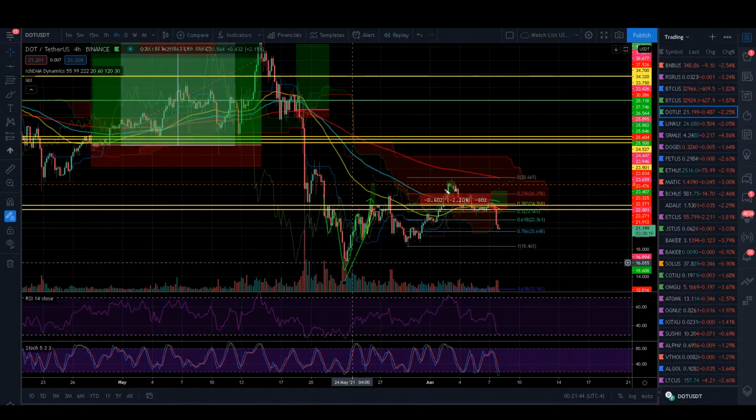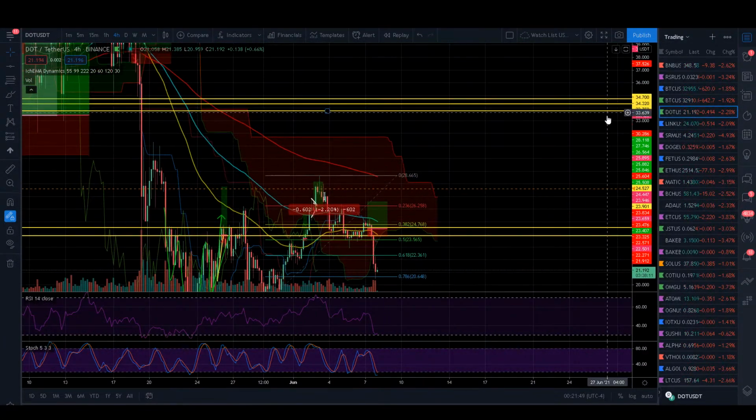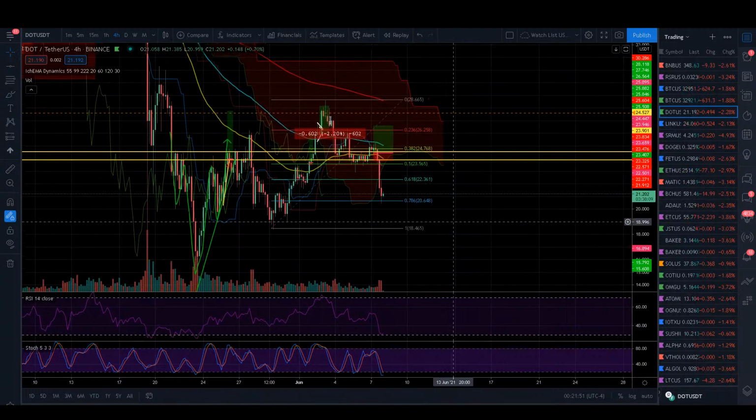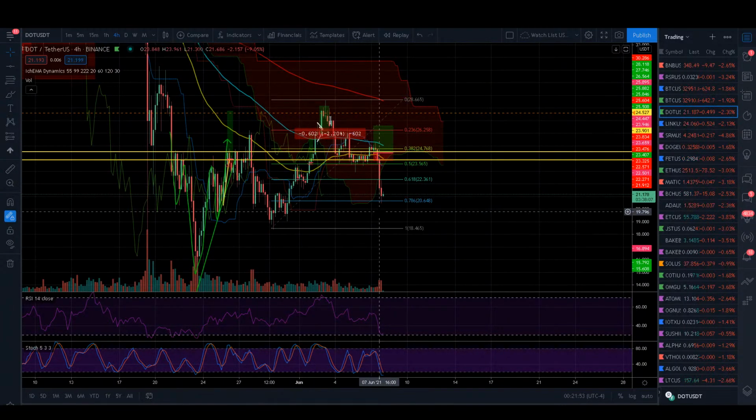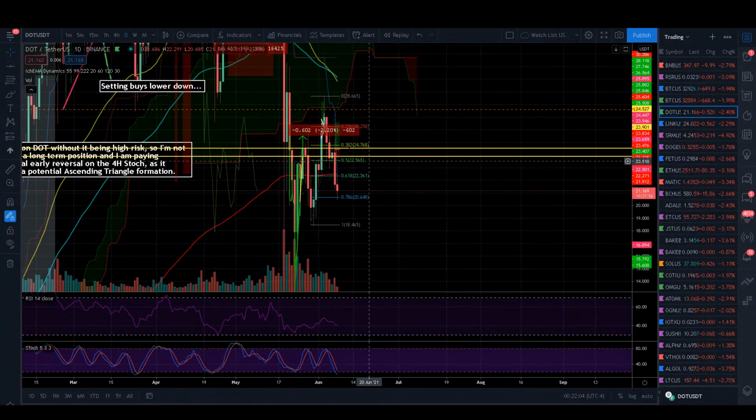All right, now DOT has been one of my babies of late. I have a really nice long-term bag on DOT. She's also back from that last run, retraced almost exactly to the 786. Almost got a reset on the daily.